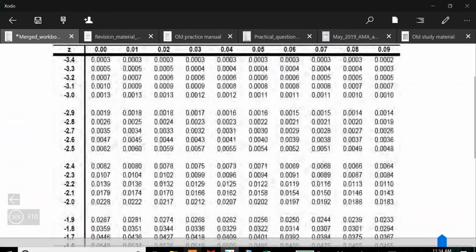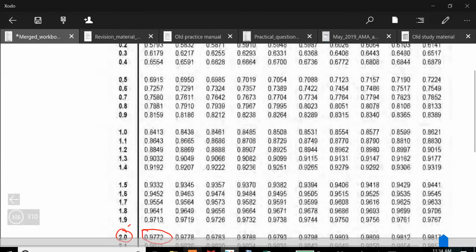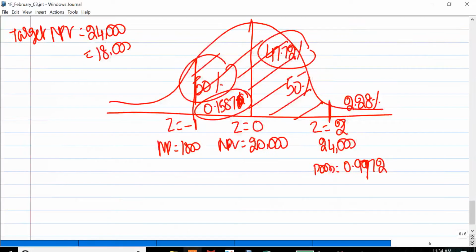So the left side portion is 0.1587. Whatever value you are calculating is the value to the left side portion, and the balance is the remainder, whatever is left over, which is 84 point some number. Now, if somebody wants to know lesser than 18,000, the answer is only 15.87%. More than or equal to 18,000, the answer is going to be some 85%.